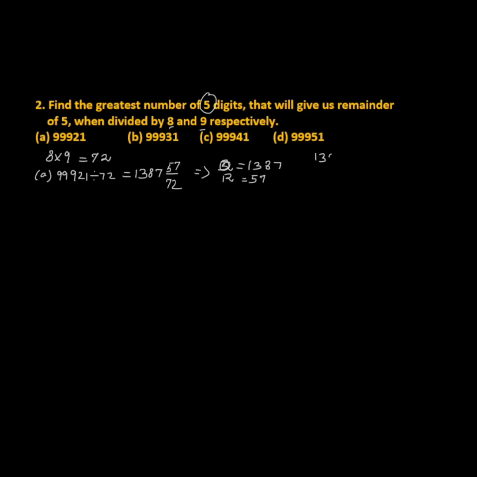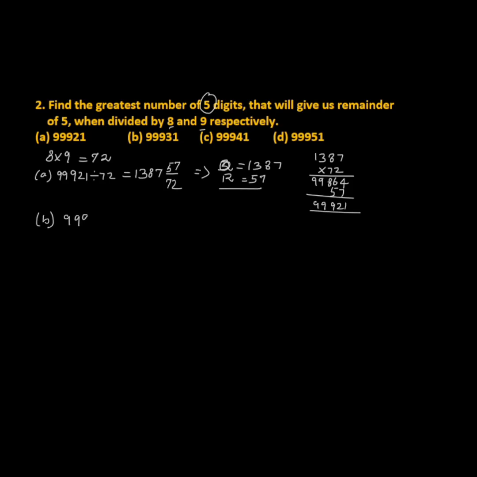1387 into 72, we are getting 99,864. Then adding 57, we will be getting our number, that is 99,921. So 99,921 can be split as 1387 into 72 plus 57, which means when we are dividing that number by 72, we are getting the remainder 57. So A is not the correct option.